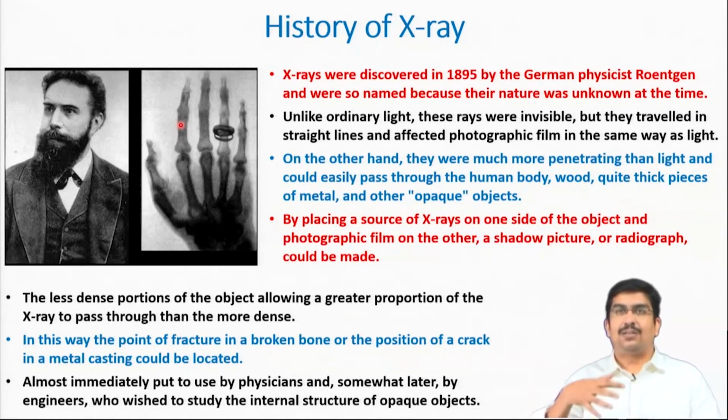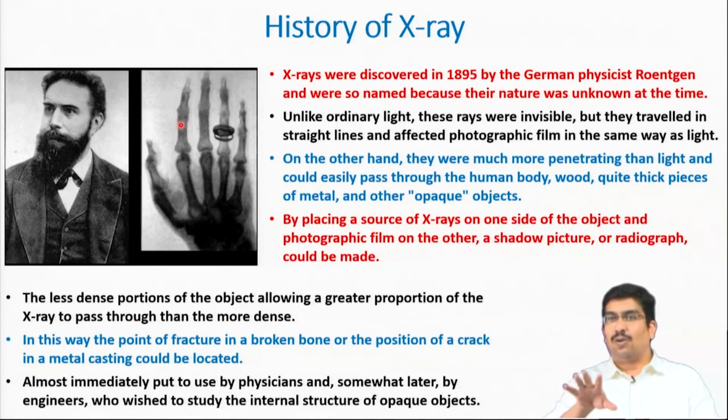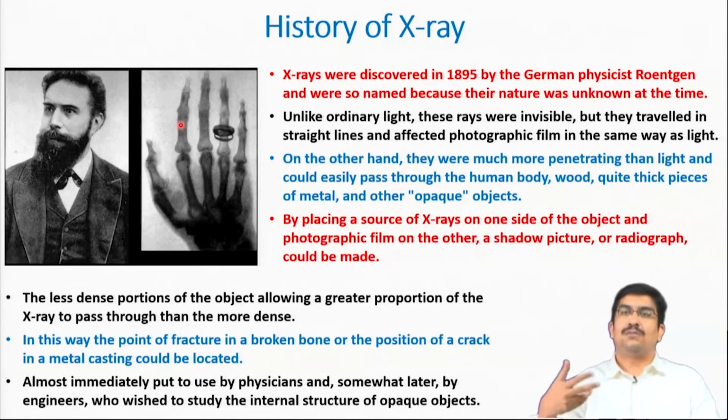They could penetrate through the human body, through wood, quite thick pieces of metal, and other opaque objects from which visible light just gets reflected. Visible light cannot penetrate through these opaque objects. So the name opaque comes in terms of light penetration. Now, those opaque objects become transparent the moment we change from visible light to X-ray signals.